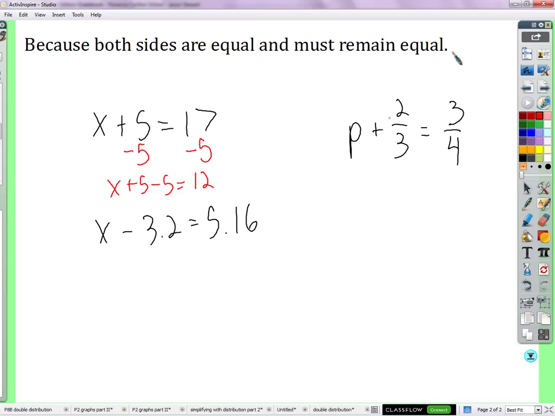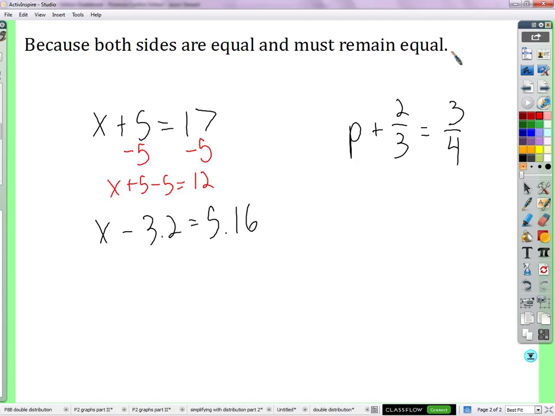Here's the answer to that question as I would put it: because both sides are equal and they must remain equal. If they don't remain equal, then we'll never know what x is. We'll be lost in space. We'll never know if we mess it up like that. We'll have to work our way back to the last thing we know is correct, and then proceed from there. Cadence, you have something to add?